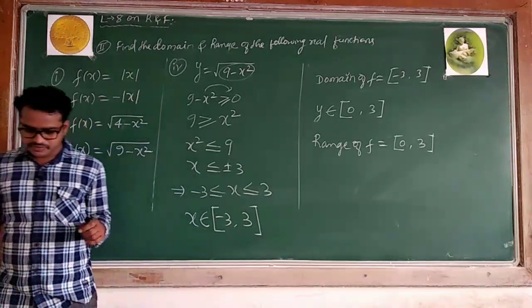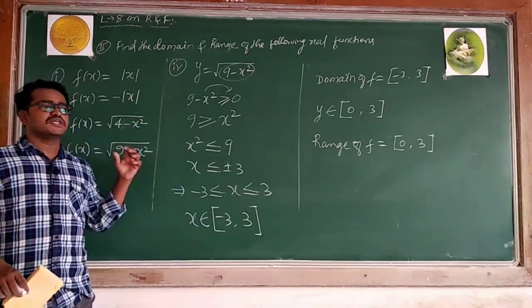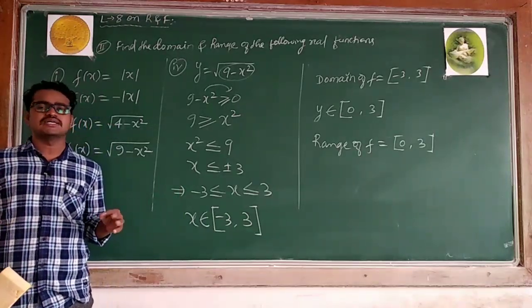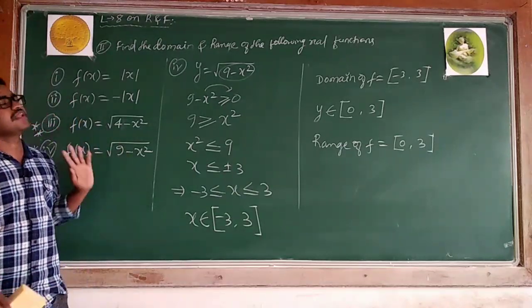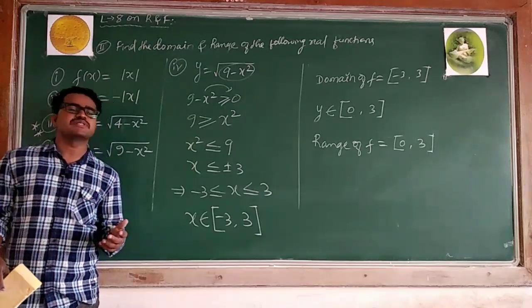This is about finding domain and range. These are some examples. I will take some more examples in the next class. I think the next class will almost be the last class on relations and functions. Okay, we will see some more examples of finding domain and range in the next class.